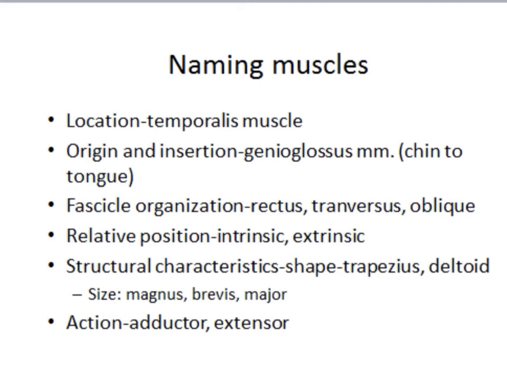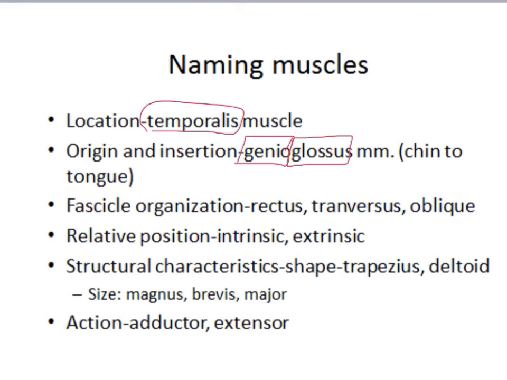First off, if you look at the name of a muscle, you may be able to identify where it is based on the location. For example, with the temporalis muscle, you're going to know to be looking around the temporal bone. The occipitalis muscle, the same way. Genioglossus: if you knew that genio meant chin and glossus meant tongue, then you would know the general area to look for that muscle.